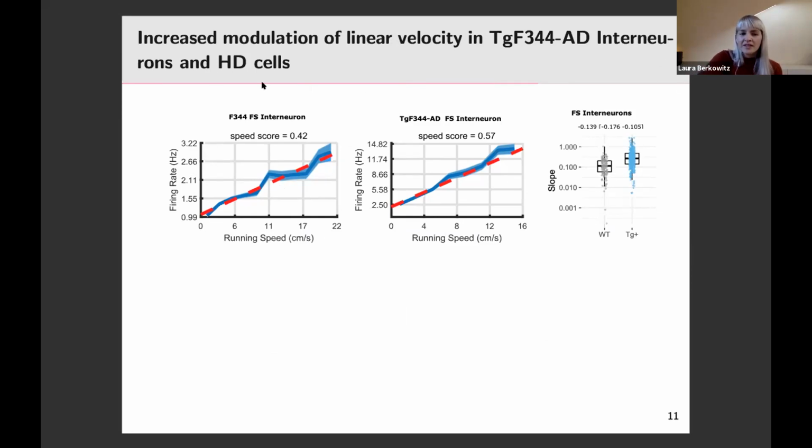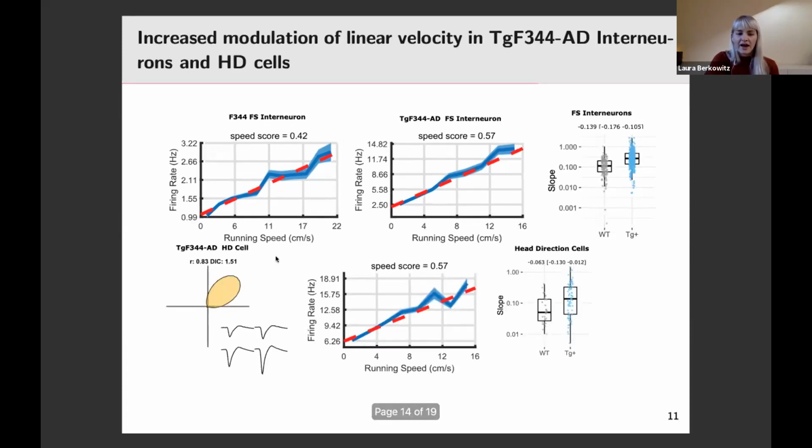And so we wanted to see whether or not these fast spiking interneurons were different, and indeed we found a small difference in slope. And so the firing rate modulation associated with velocity was increased in my transgenic group compared to controls, indicating that there may be some dysregulation associated with those fast spiking interneurons. And because these fast spiking interneurons may be important for integrating angular velocity signals into head direction cells, we also investigated this within our head direction cells.